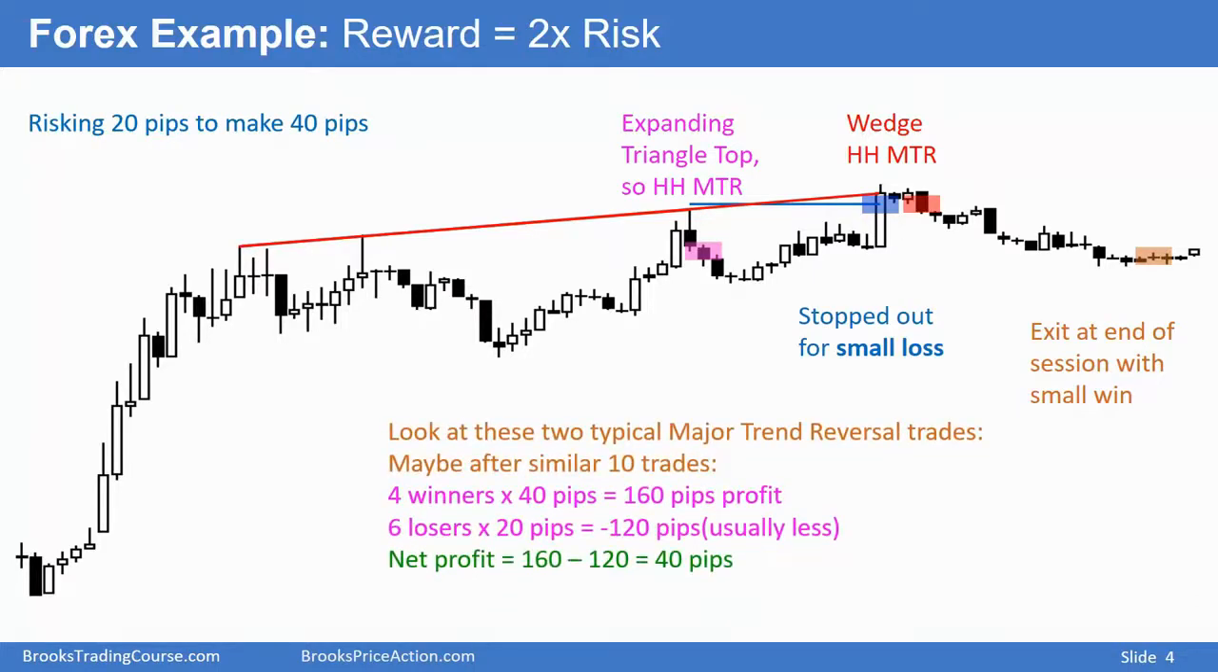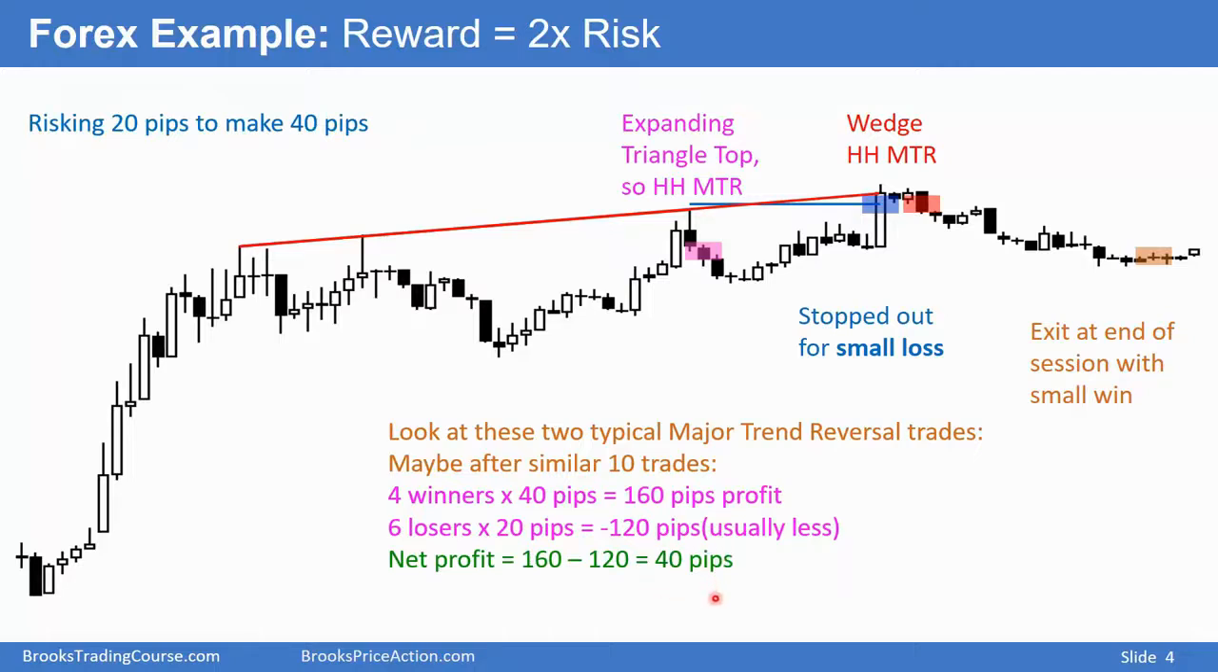And let's say you took 10 trades similar to this. Here we have a higher high major trend reversal, and now we have a wedge top. If you took 10 comparable decent setups with decent signal bars, after 10 trades you might have 4 winners that led to a swing trade, 40 pips. So 4 times 40, you'd have a total of 160 pips profit on your 4 winners. And your 6 losers, if you lost the full 20 pips, you'd lose a total of 120 pips. And your net for the 10 trades would be a 40 pip profit.